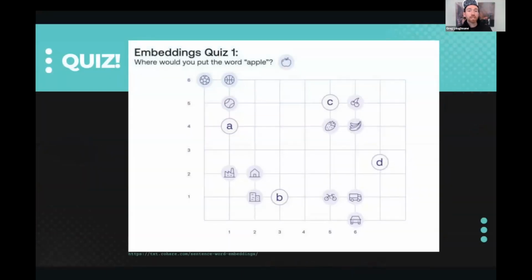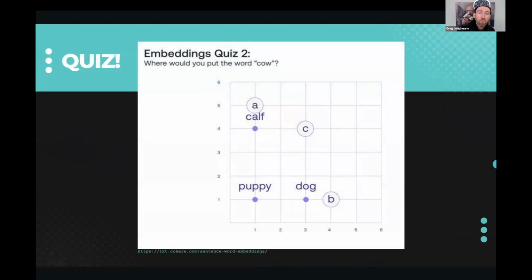So this is an example we like to show from Cohere's blog. Where would you put the word apple? Can I get some answers in the chat here? Where does apple go? C, crushing it, Victor. He's on it. Right by the bananas and the strawberry and the grapes. Cherries? Cherries. All right. So what about, where does cow go on this one?